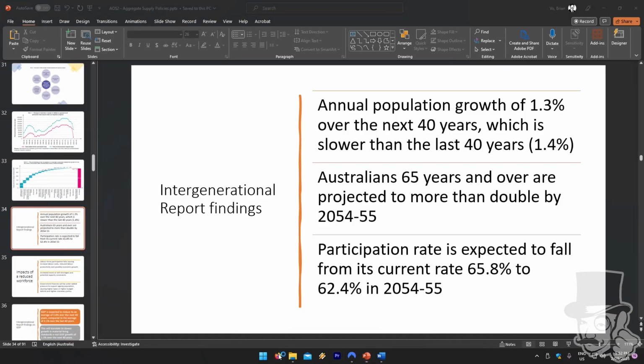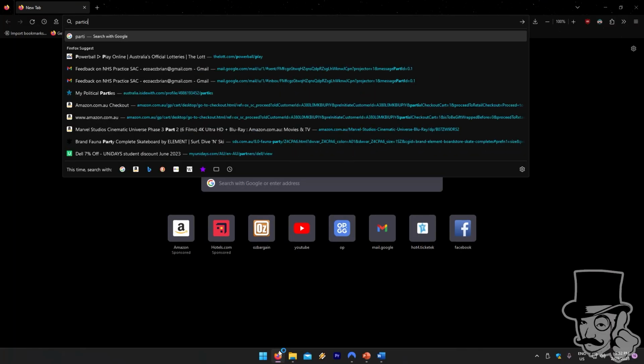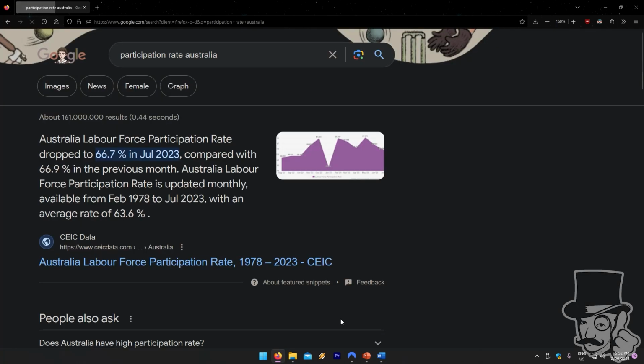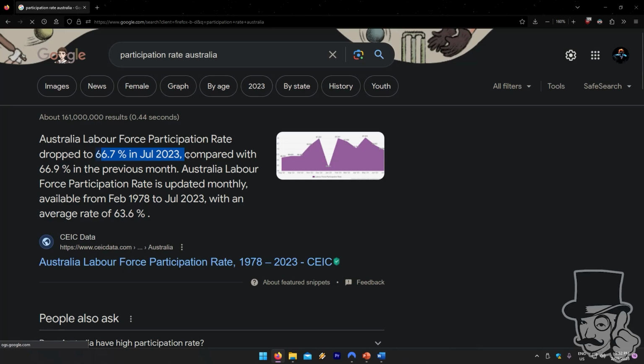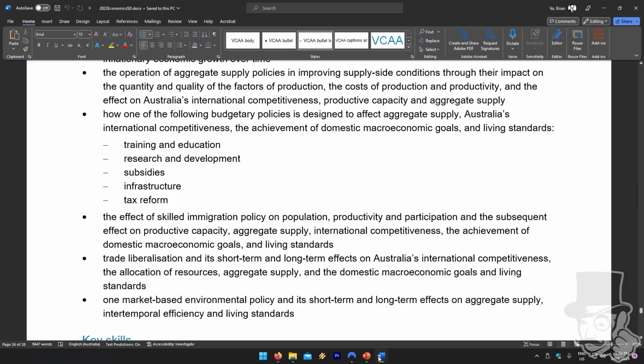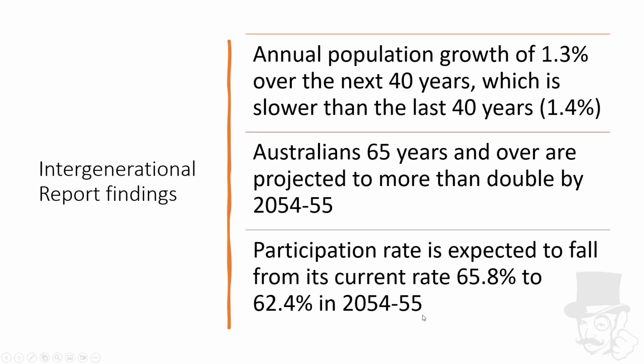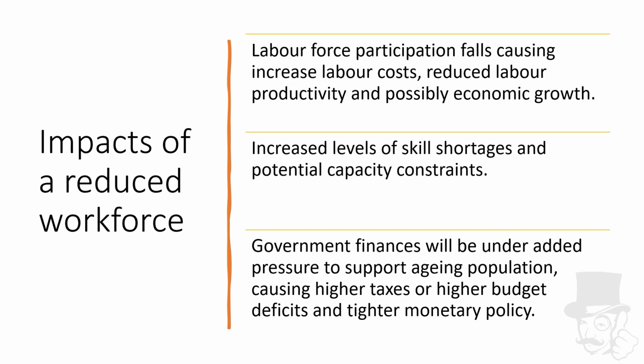Let's double check. Yeah, participation rate is like 66.7 as of July. So our participation rate is expected to fall to 62.4 by 2054-55, so it's not good. We're going to have more people not contributing to our economy, so it's just going to worsen the predicament we're in. So what's the impacts of a reduced workforce?